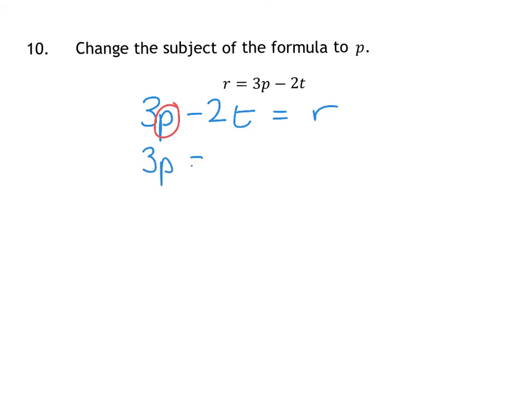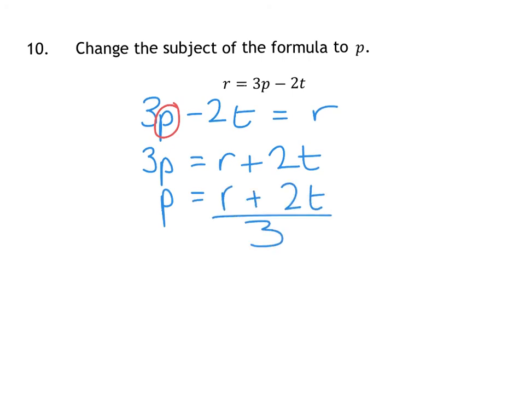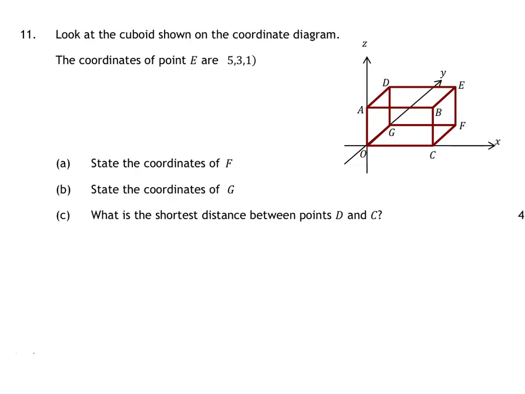So minus 2t goes over to the other side and becomes plus 2t. Then we need to undo the timesing by 3. The opposite of timesing by 3 is dividing by 3, so we divide the other side by 3. Now that was quite a nice one. It had 2 steps. Usually it's got 3. And just leave your answer as that.